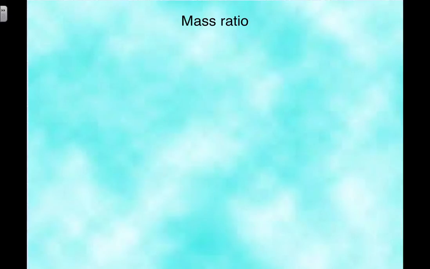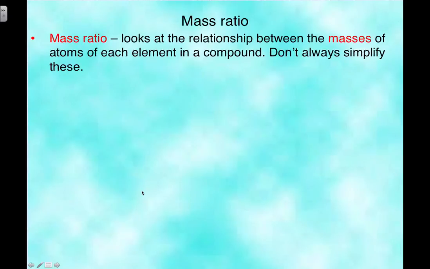That takes us to mass ratio, the second type of ratio that we're going to look at. Mass ratio, again, is very easy, and you've learned a lot of the steps leading up to this when we did molecular mass and formula mass and molar mass. So, piece of cake. The mass ratio doesn't look at the number of atoms, it looks at the masses of the atoms, of the elements in the compound. You can simplify, sometimes you don't. Just depends on what you're doing with the information.